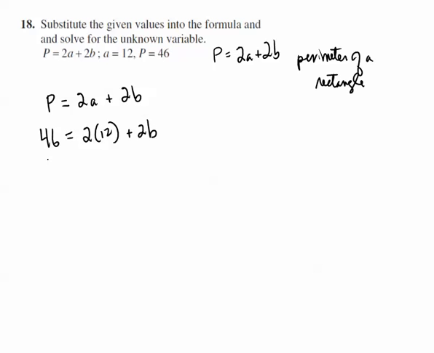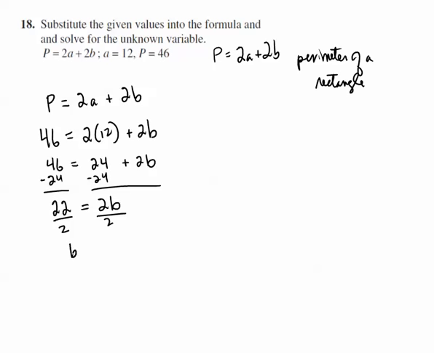So we simplify. 46 is equal to 24 plus 2b. That's not a 6, that's a b. And we now subtract 24 from both sides, and we end up with 22 is equal to 2b, and divide by 2, divide by 2, b is equal to 11. Okay, so that's it for number 18.